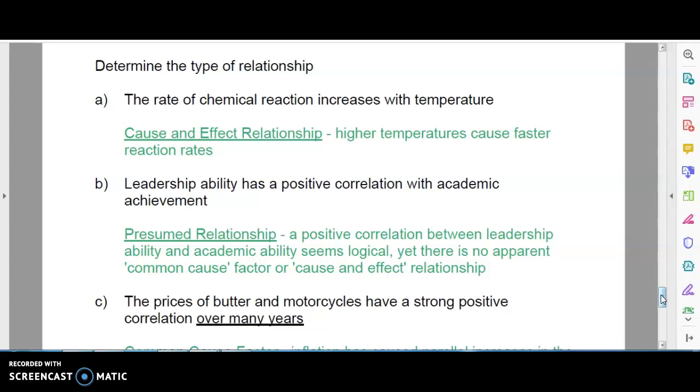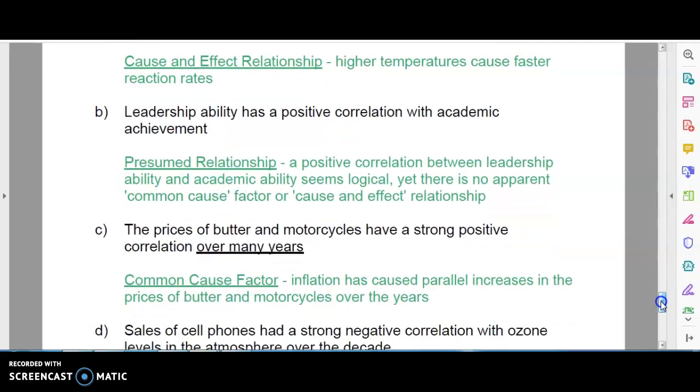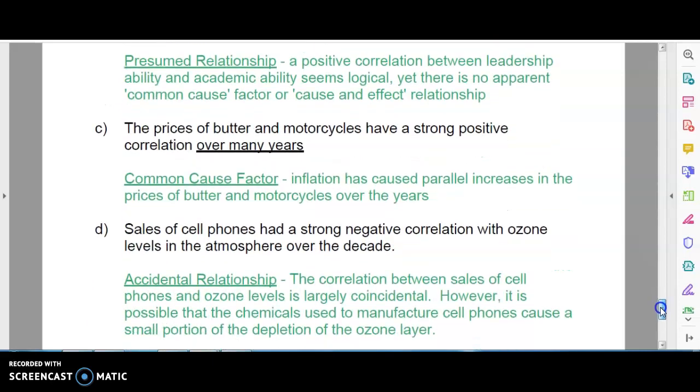For C, the prices of butter and motorcycles have a strong positive correlation over many years. So really, we can tell that the price of butter and the price of motorcycles would not have anything to do with one another or actually impact one another. So this one would be a common cause factor. Just like the one with the beach parking and the tomato harvest, here inflation has caused parallel increases in the prices of butter and motorcycles over the years. Right, so as we have inflation every year, a couple of percent, usually, give or take, the prices of all goods, but in this case, the price of butter and motorcycles would go up simultaneously. Okay, so common cause.